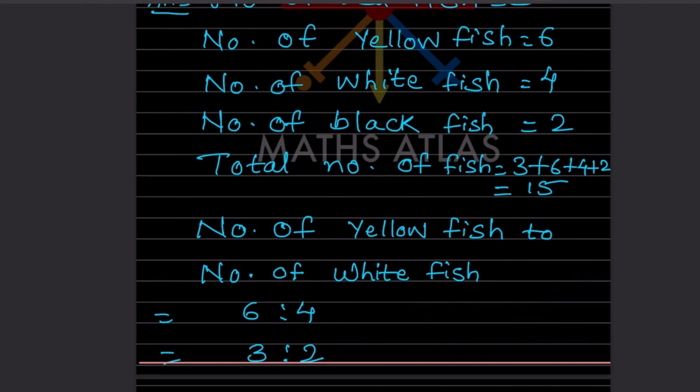Here you can do it like this also: 2 2s are 4, 2 3s are 6. Anyways, there are different ways of solving.